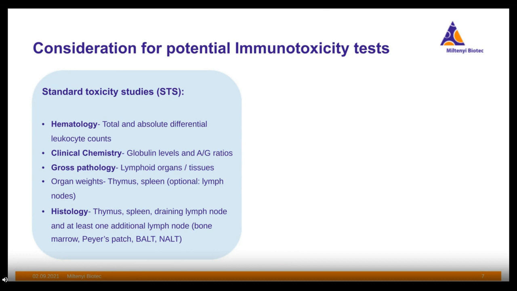One also needs to look into the gross pathology changes, such as for lymphoid organs, tissue, and organ weight, as well as measuring the thymus and spleen in terms of changes in their weight. Also, optionally, different lymph nodes can be measured. The last parameter is the histology aspect, and the recommendation is to look into the thymus, spleen, and draining lymph node, and at least one additional lymph node to check the histology properties of these specific organs.